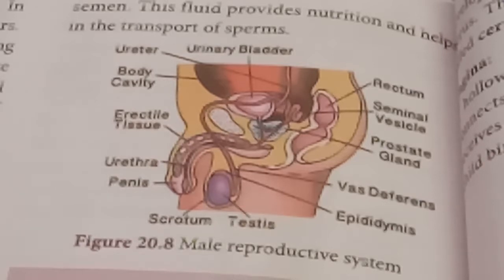A pair of testes lies outside the abdominal cavity of the male. These testes are the male gonads. So, male gamete, what is this? Sperms. Male gametes means sperms. And the male sex hormone is testosterone. It's clear.